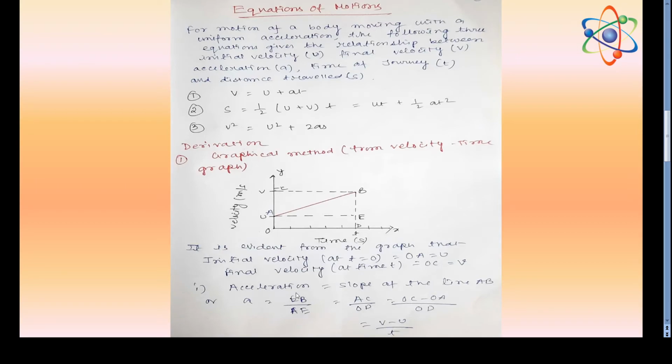So we know acceleration equals the slope of the line AB. So acceleration will be EB by AE. This is the slope, EB by AE. So EB we can write as AC because these two lines are parallel. So EB equals AC, and AE we can write as OD because these lines are parallel. So in place of EB we can write AC, and in place of AE we can write OD.